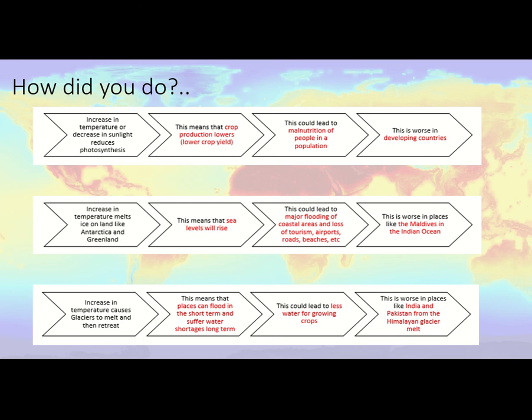And another one says increase in temperature causes glaciers to melt and then retreat. This means that places can flood and then suffer water shortages in the long term. Because the good thing about glaciers is if they melt gradually, they provide water, and then in the winter they'll recharge. But if the glaciers just melt all at once, you get loads of water all at once, and then you get no water. So you get flood and then drought. And then that can lead obviously to less water for growing crops, which again affects places like India and Pakistan because of all the glacial melt in the Himalayan mountain range.